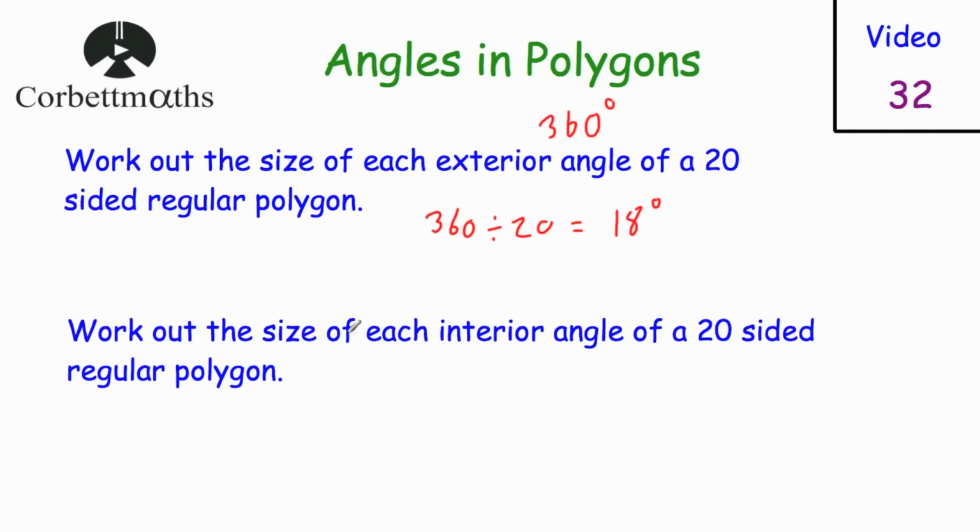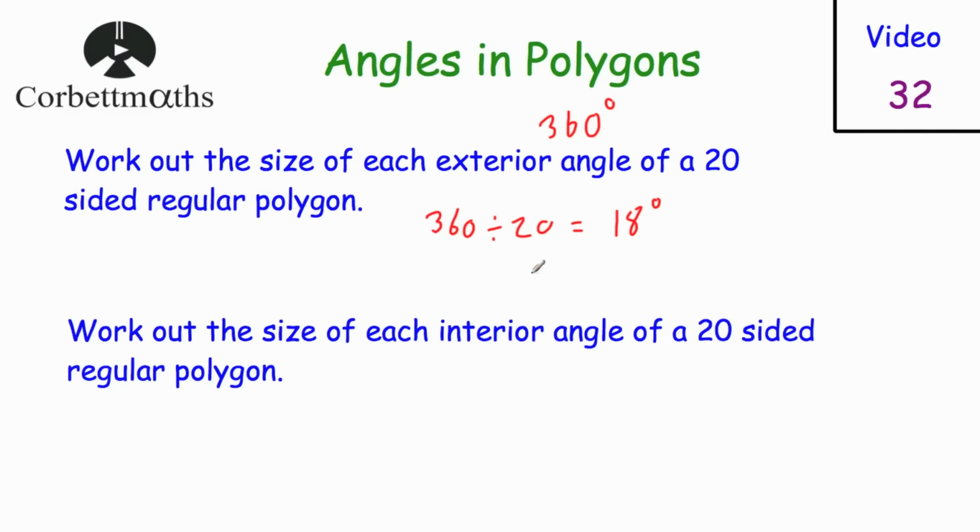This time we're asked to work out the size of each interior angle of a 20-sided regular polygon. Now we've got two different ways to do this. We could use our first formula where we take away 2, so that's 18, times that by 180, and that would tell you what the angles add up to in a 20-sided polygon, and then divide that answer by 20 to find the size of each one of those angles.